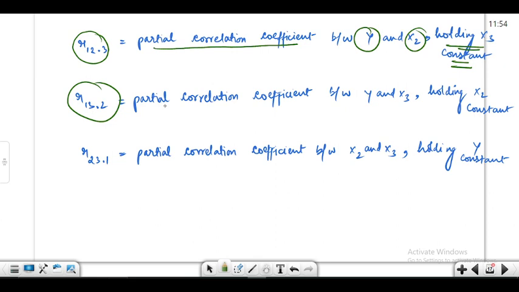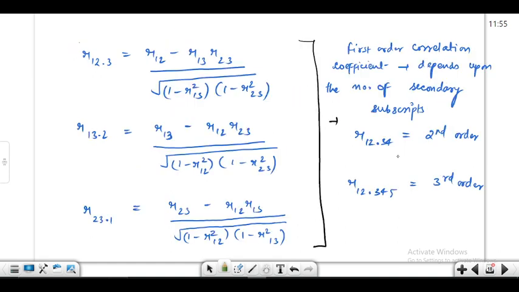Similarly, R13.2 represents the partial correlation coefficient between y and x3 holding x2 constant. And on the same lines, we have R23.1, which is the partial correlation coefficient between x2 and x3 holding y constant. I hope the notation is fairly clear. It's very simple, right? So let's move ahead.